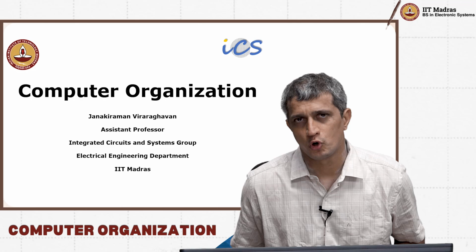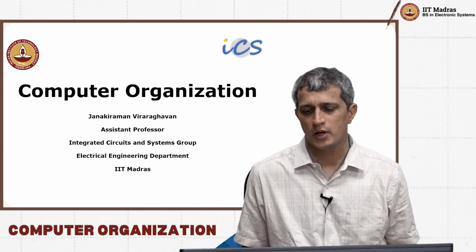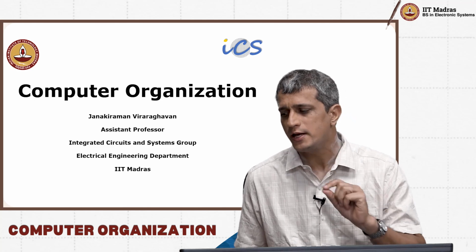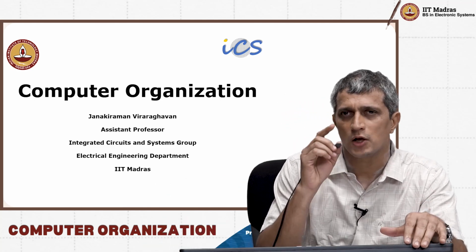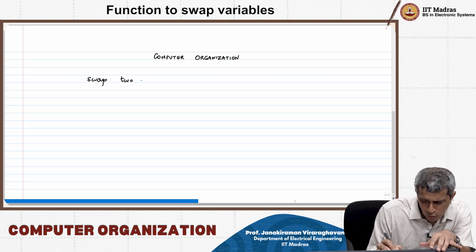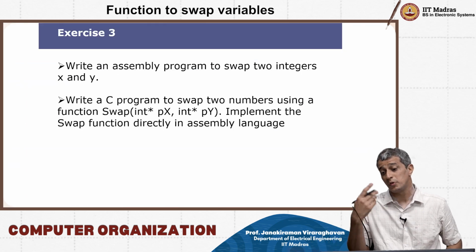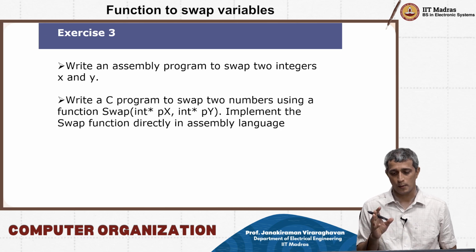Hello and welcome back to this course on computer organization. So having written a couple of assembly programs, let us now move on to a very interesting problem, that of swapping variables. We want to swap two variables, two integers, x and y. So write an assembly program to swap two integers x and y, right?